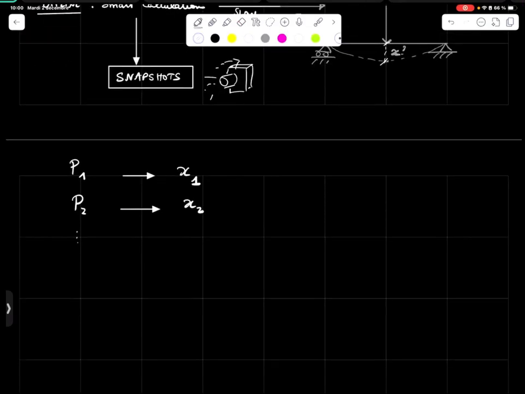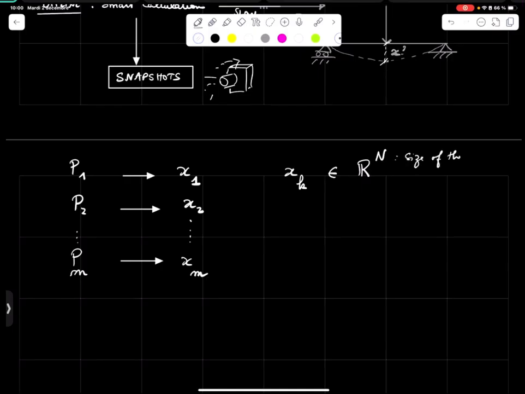And then you can keep going, and this Pn is going to lead, actually I used M, so let's call it M, is going to lead to Xm. And each of those typically is going to belong, so Xk is in R to the power N, and N is the size of the solution vector.